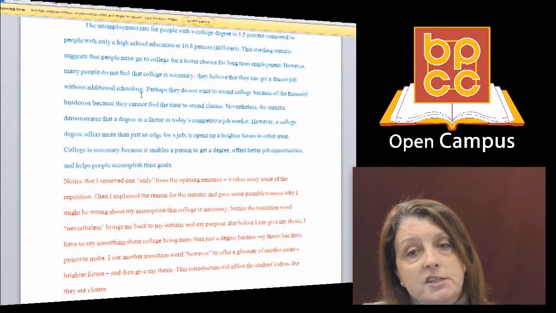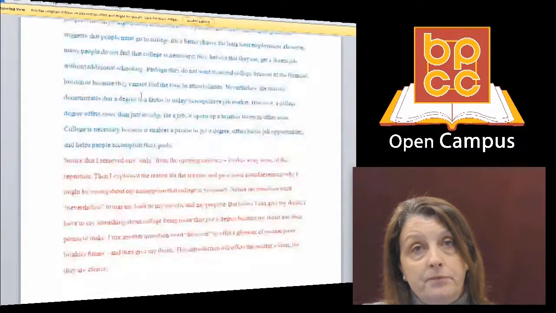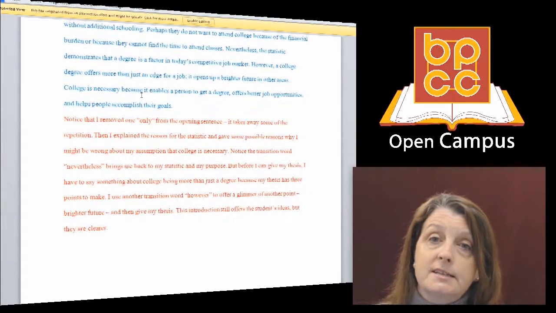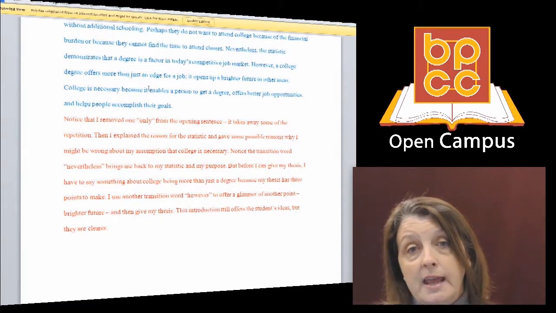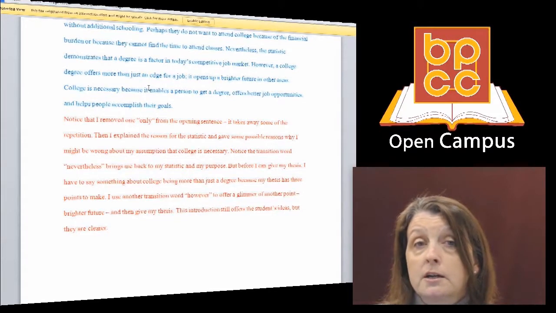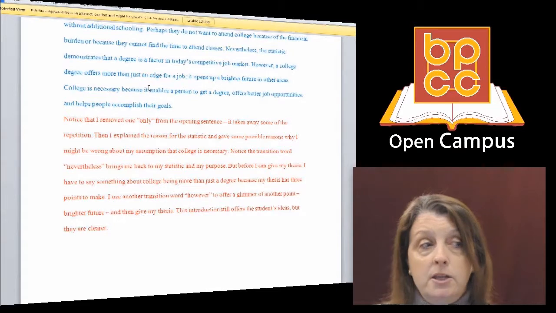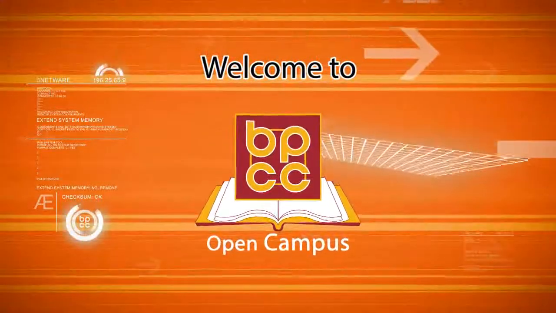This introduction still offers the student ideas, but now they're clearer. So take a look at this, study it, go back and forth between the original and the revision, and I think you'll get a sense of exactly what it is that I'm talking about. Remember, introductions: hook, bridge, and thesis statement, and you will be able to write a fine introduction for your essay.